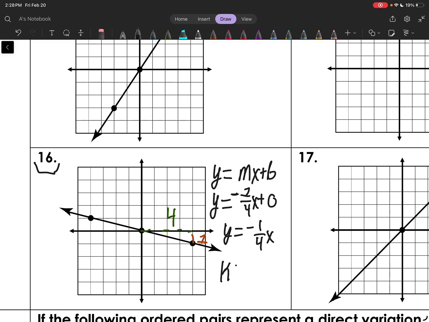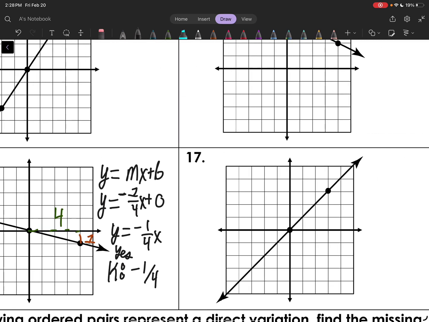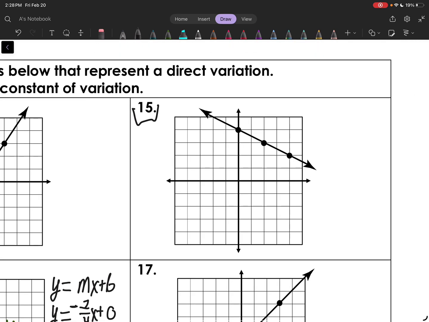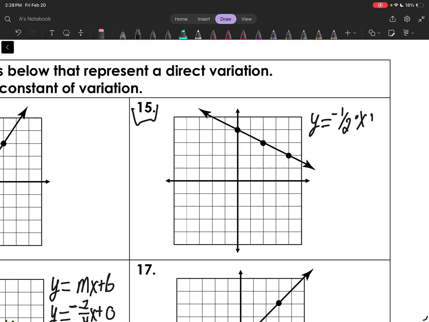So my constant of variation, and this is direct variation, is negative 1/4. If we did number 15, y is equal to, my slope is right 2 down 1, so negative 1/2, times x. My y-intercept is 4, so plus 4. This is not direct variation because I have a plus 4. Okay.